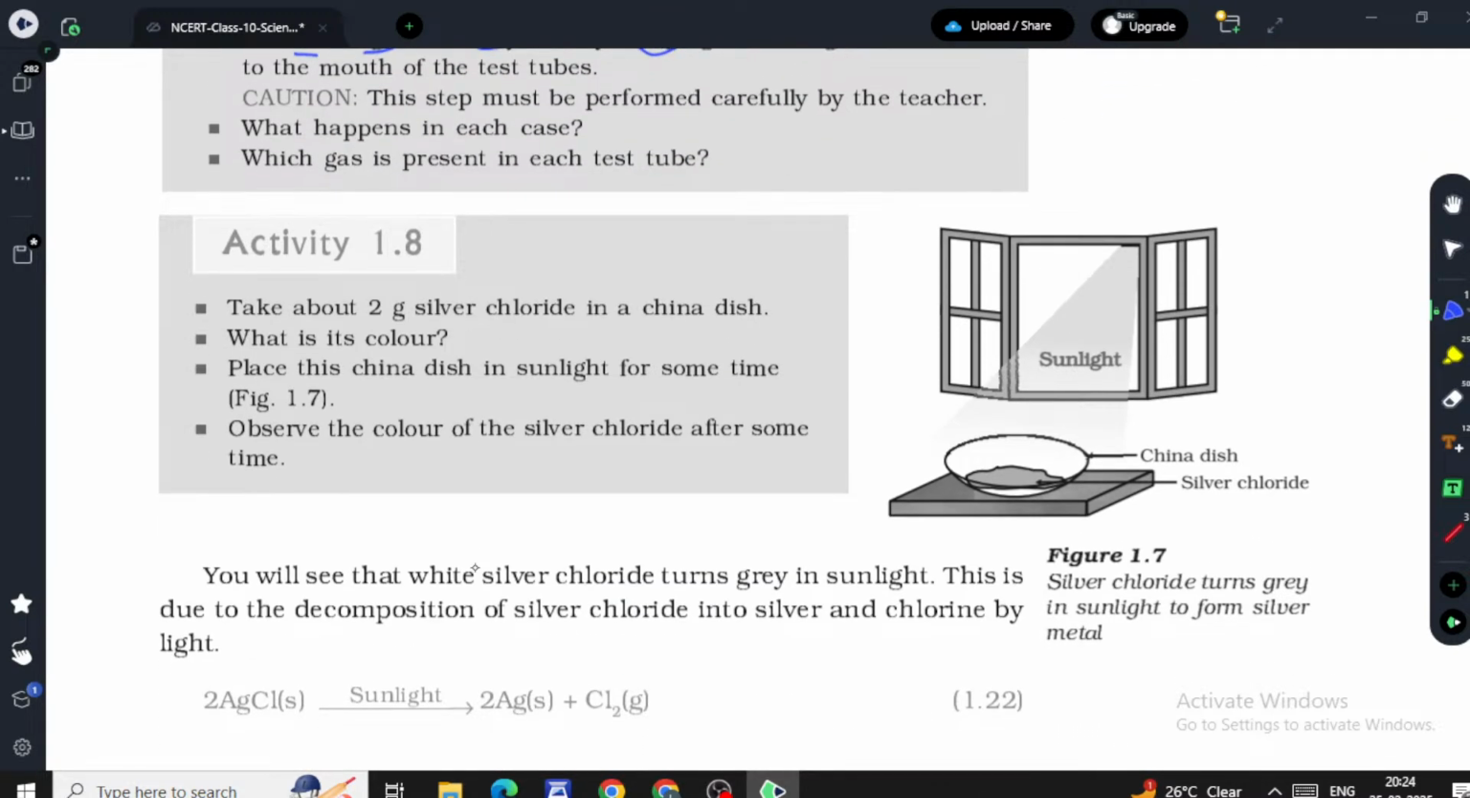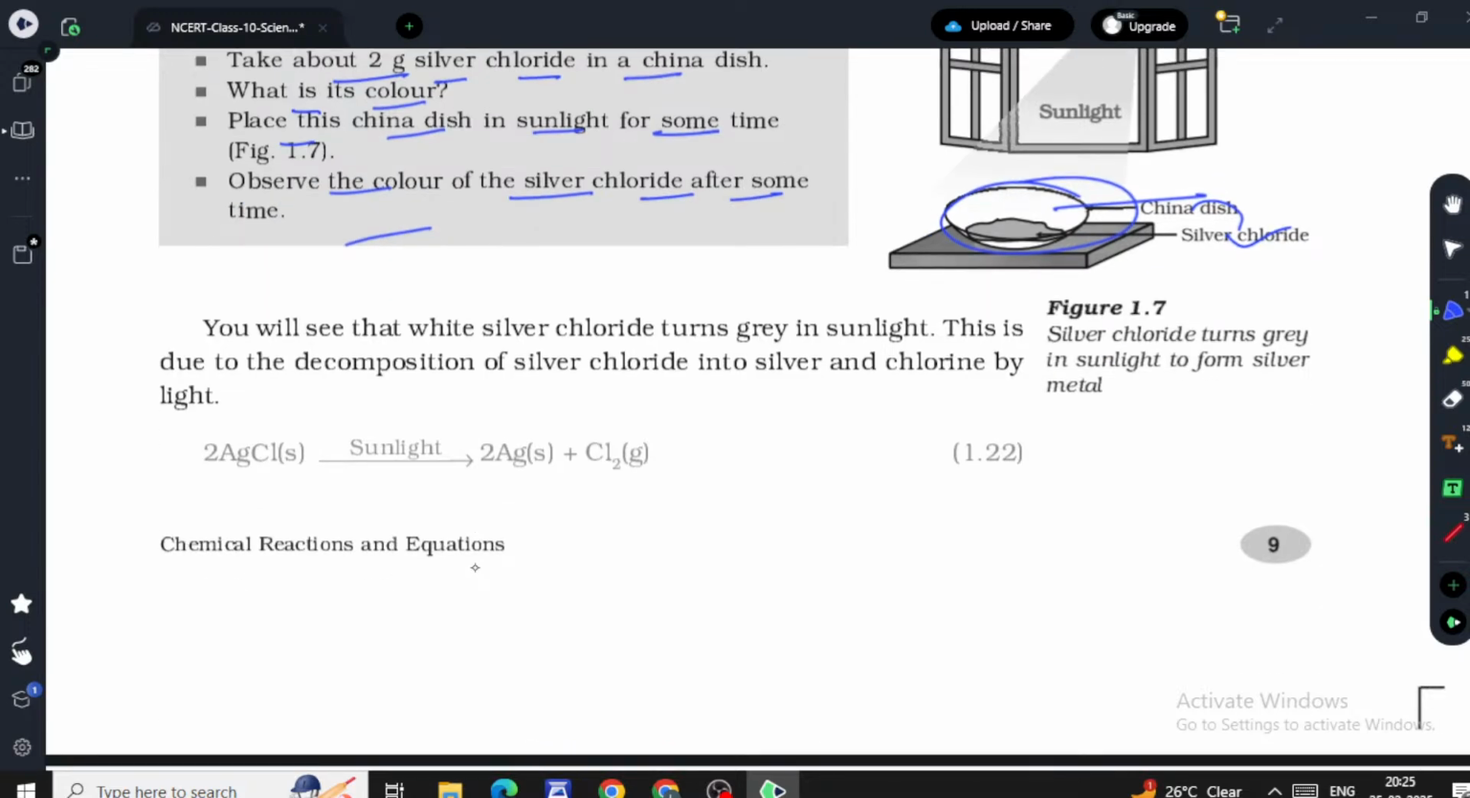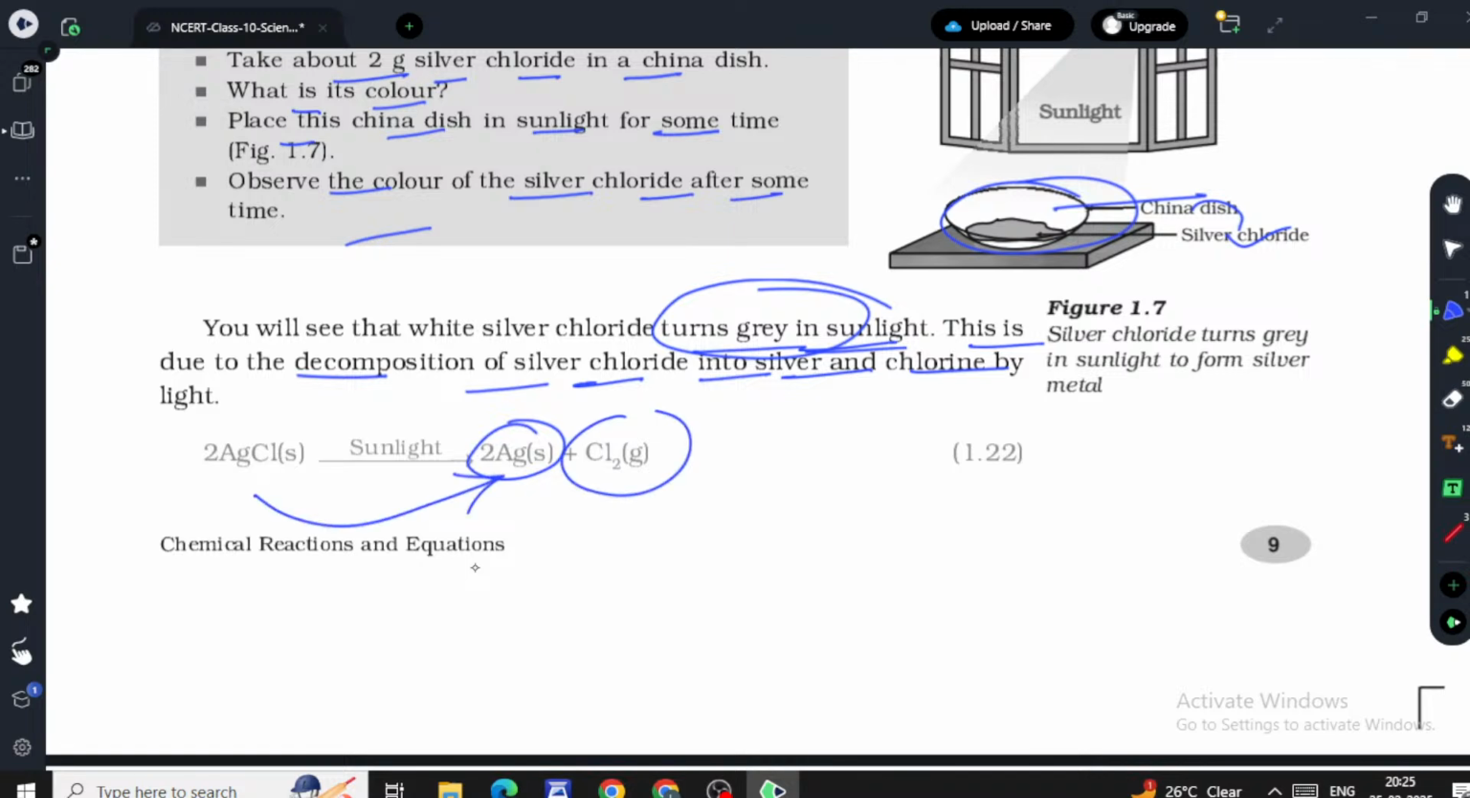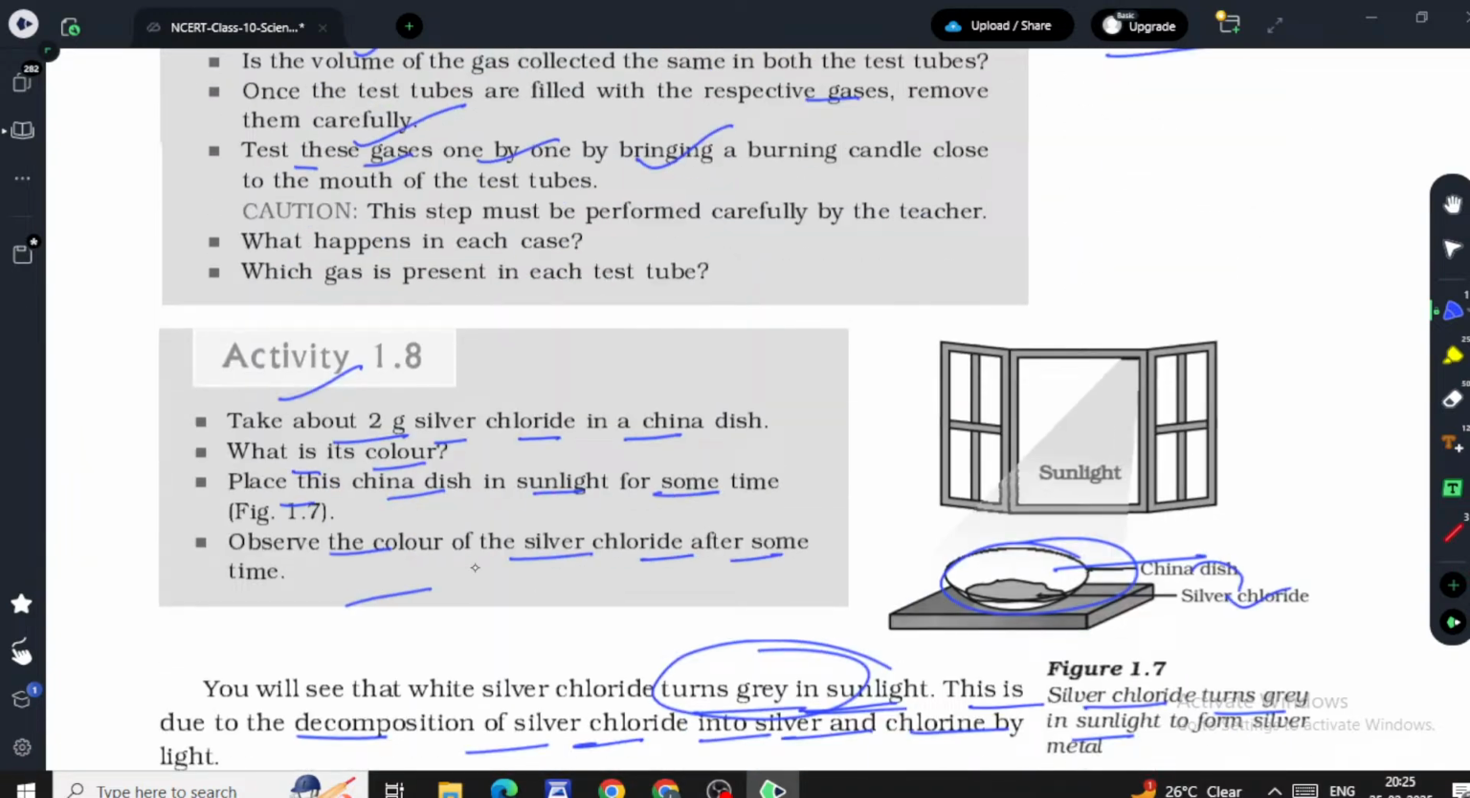Activity 1.8: take about 2 gram silver chloride in a china dish. What is its color? Place the china dish in sunlight for some time. Observe the color of the silver chloride after some time. This is the china dish, and this is silver chloride. You can see that silver chloride turns gray in sunlight. This is important. This is due to the decomposition reaction of silver chloride into silver and chlorine, forming silver metal.